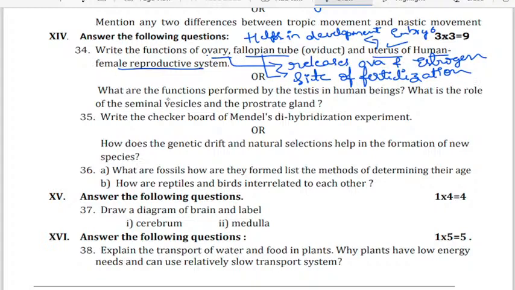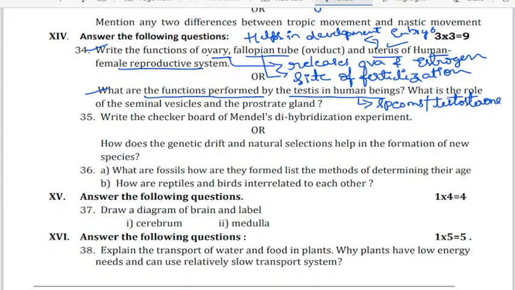Next, they have given: what are the functions performed by the testis in the human being. You can attend either for this or this, children. So what do testis do? Testis releases the sperms, that is called male gametes, and also it releases a hormone called testosterone. Testosterone hormone is released by this.